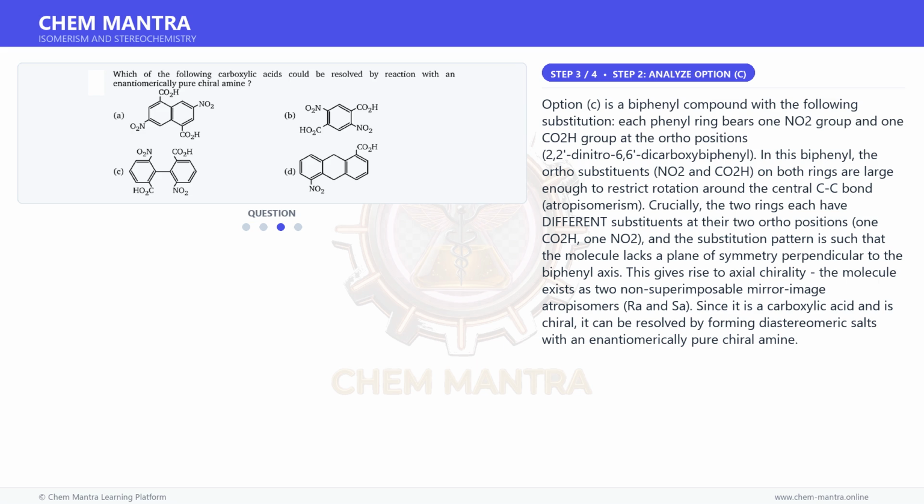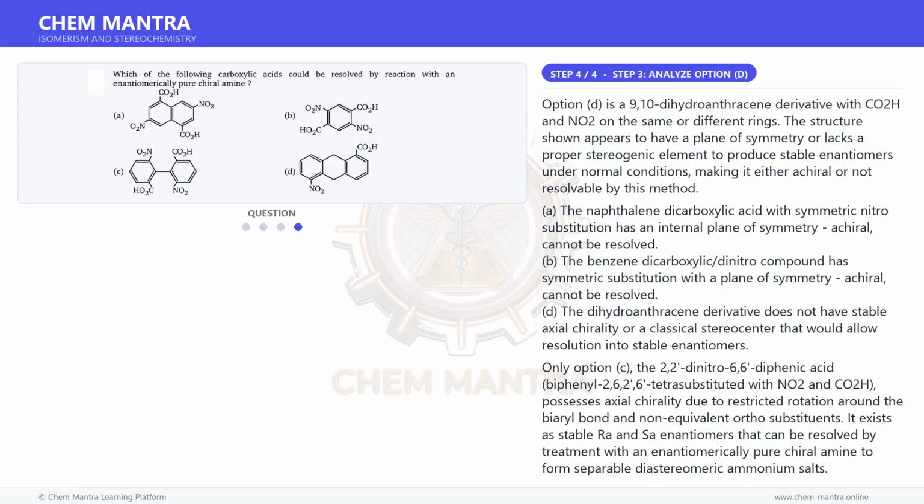The molecule exists as two non-superimposable mirror image atropisomers, Ra and Sa. Since it is a carboxylic acid and is chiral, it can be resolved by forming diastereomeric salts with an enantiomerically pure chiral amine. And for the final step, option D is a 9,10-dihydroanthracene derivative with CO2H and NO2 on the same or different rings. The structure shown appears to have a plane of symmetry or lacks a proper stereogenic element to produce stable enantiomers under normal conditions, making it either achiral or not resolvable by this method.